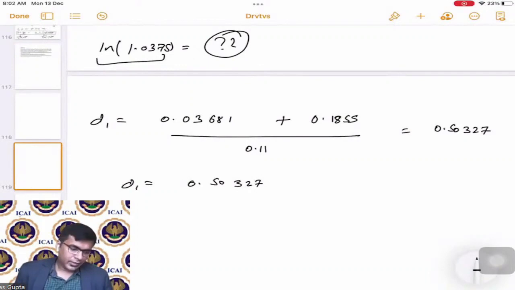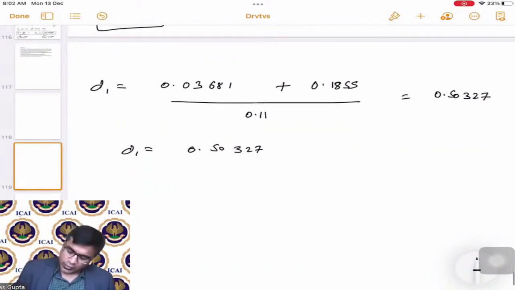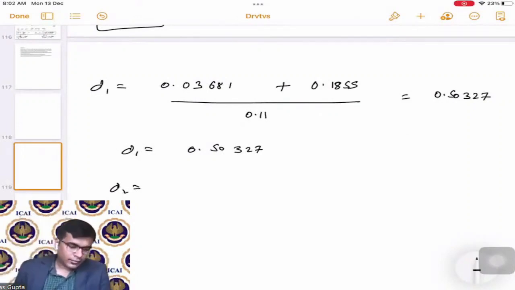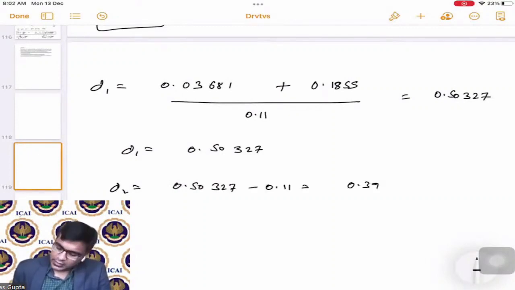This is called D1, 0.50327. Similarly, D2 will be calculated as 0.50327 minus 0.11, which is equal to 0.39327. This is called D2, correct, which is D1 minus the denominator of D1, which is V under root T.